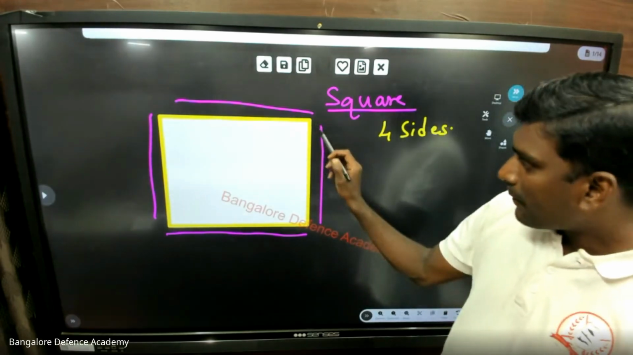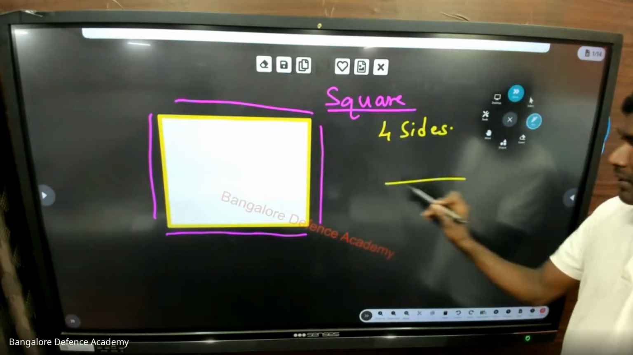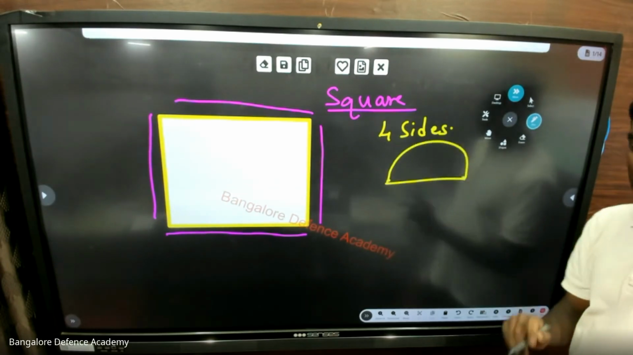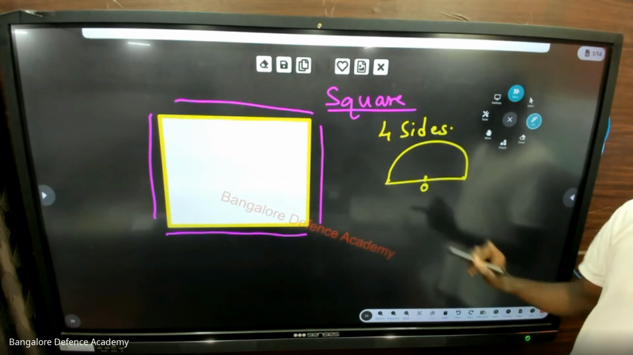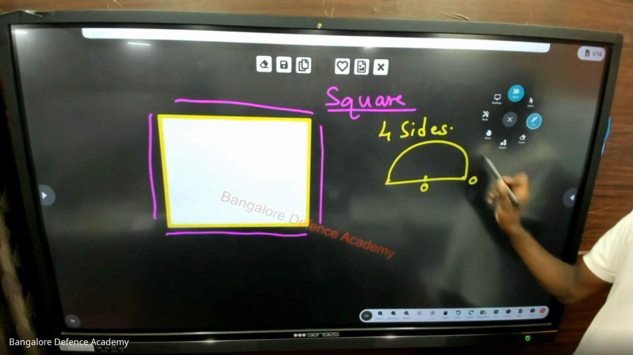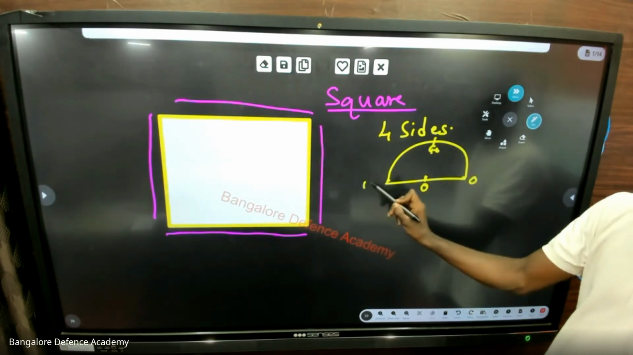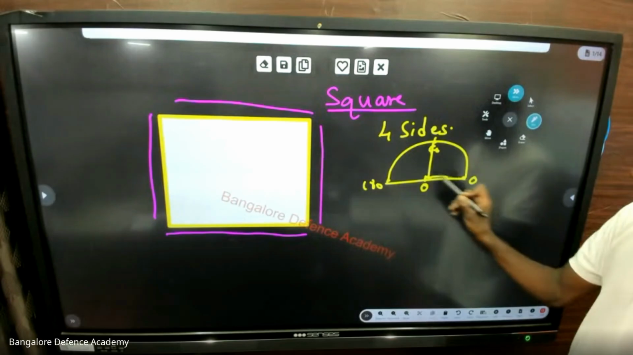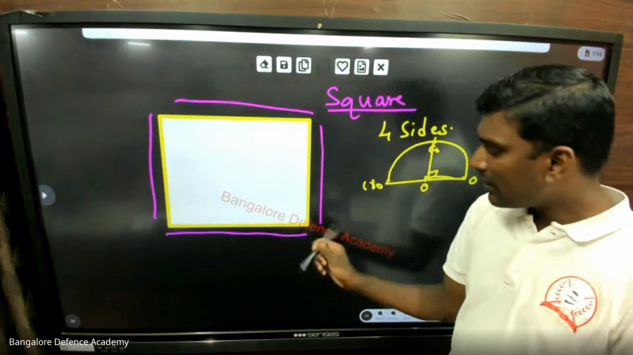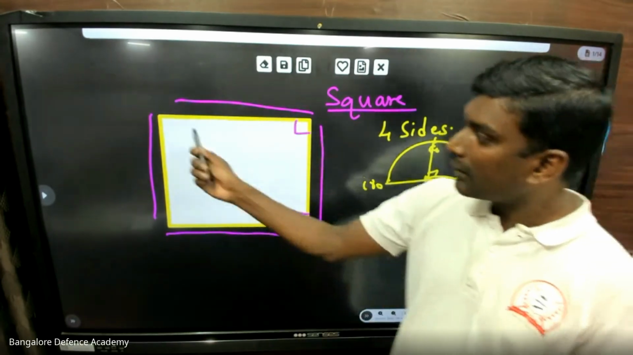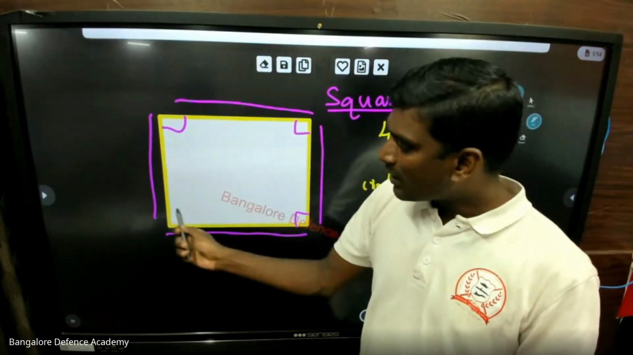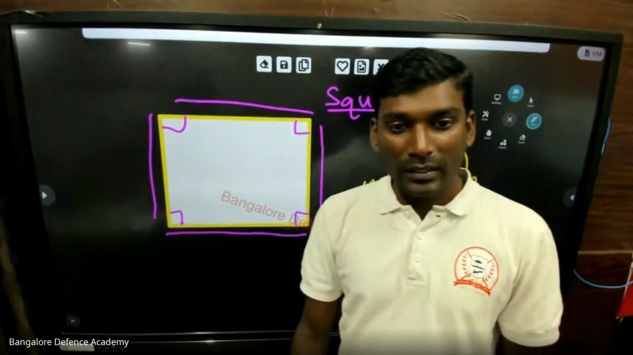Now look at this. In your compass box, you have a protractor, something like this. In the center you have 0, here you have 0 degree, here you have 90 degree, and here you have 180 degree. If you measure the angle here, it is 90 degree. If you measure the angle here, it is also 90 degree. These two sides are making 90 degree, and these two sides are making 90 degree.